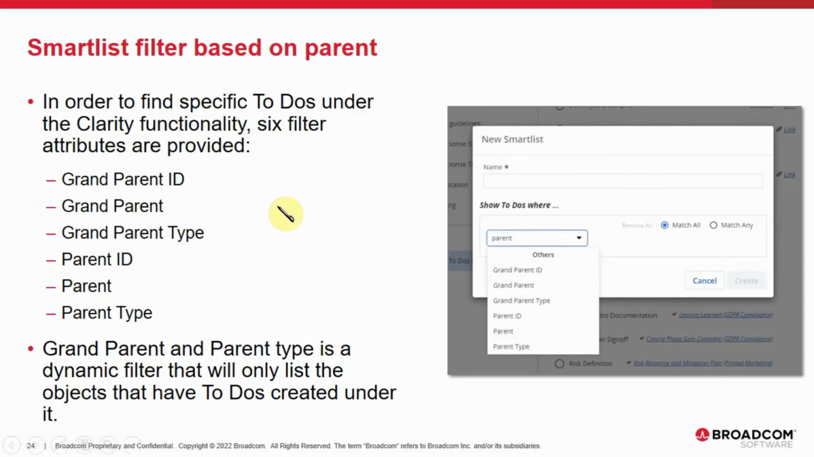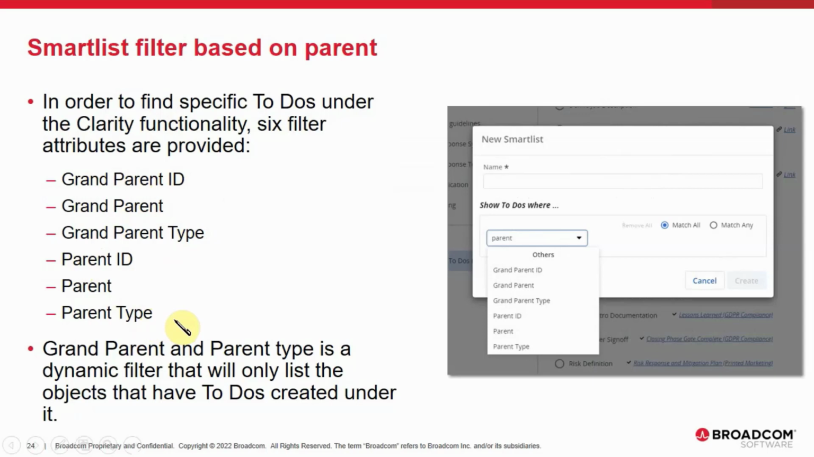In that case, the 6 filters that are available would allow the end user to either use the grandparent ID, grandparent name, or the grandparent type. Similarly, they can filter on the parent ID, parent name, and then the parent type itself.